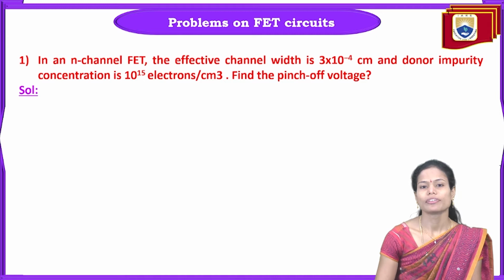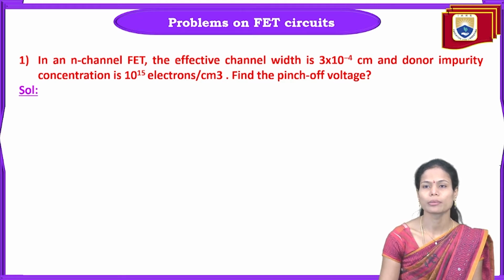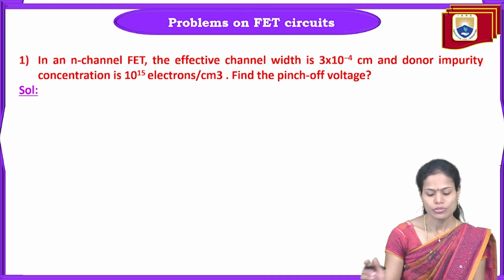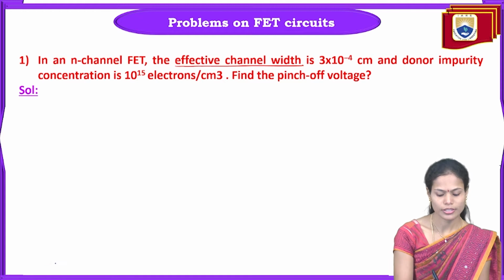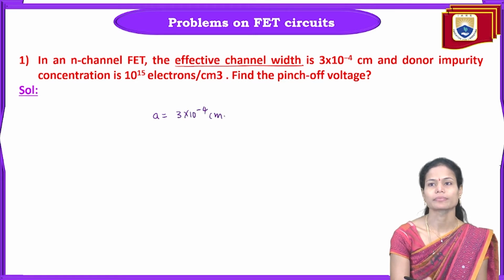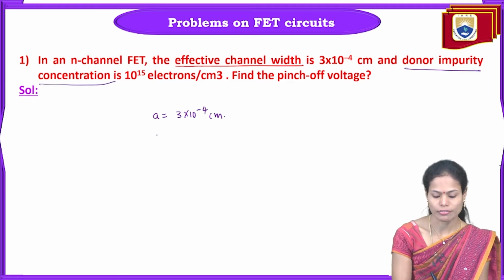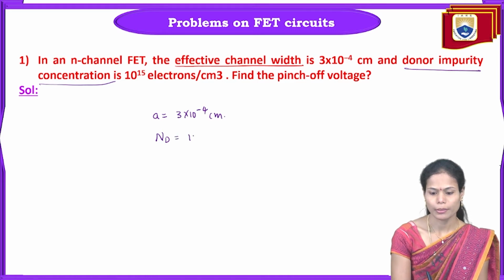The first problem is related to FET circuits, not the common source amplifier, only FET circuits here. In an N-channel FET, the effective channel width is 3 into 10 power minus 4 centimeters, and the donor impurity concentration is 10 power 15 electrons per centimeter cube. Find the pinch-off voltage of the N-channel FET. Before calculating, first I am writing the given parameters. The effective channel width, indicated with small a, is 3 into 10 power minus 4 centimeters. The donor impurity concentration, indicated with capital ND, is 10 power 15 electrons per centimeter cube. From these values, we have to find the pinch-off voltage of the FET.